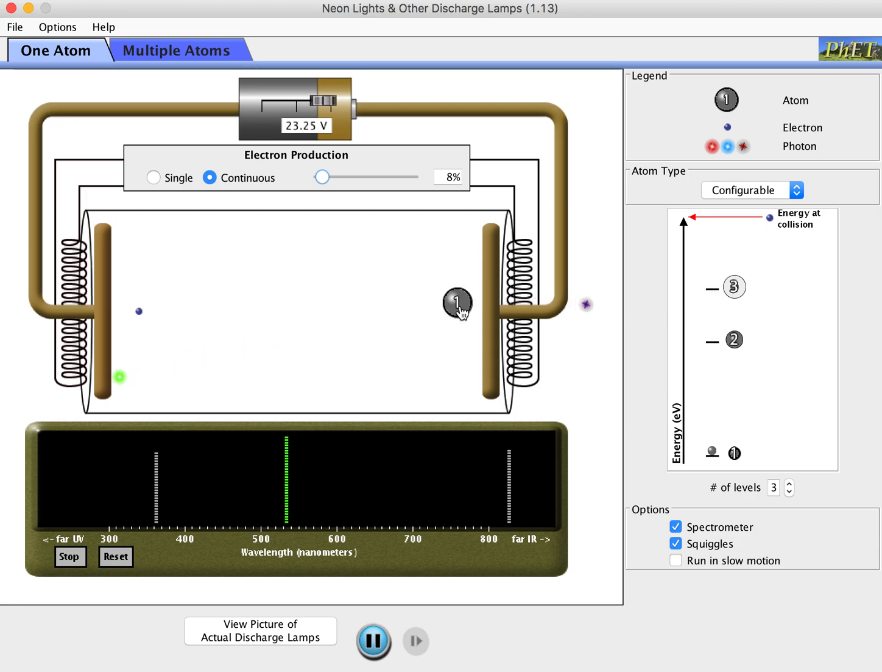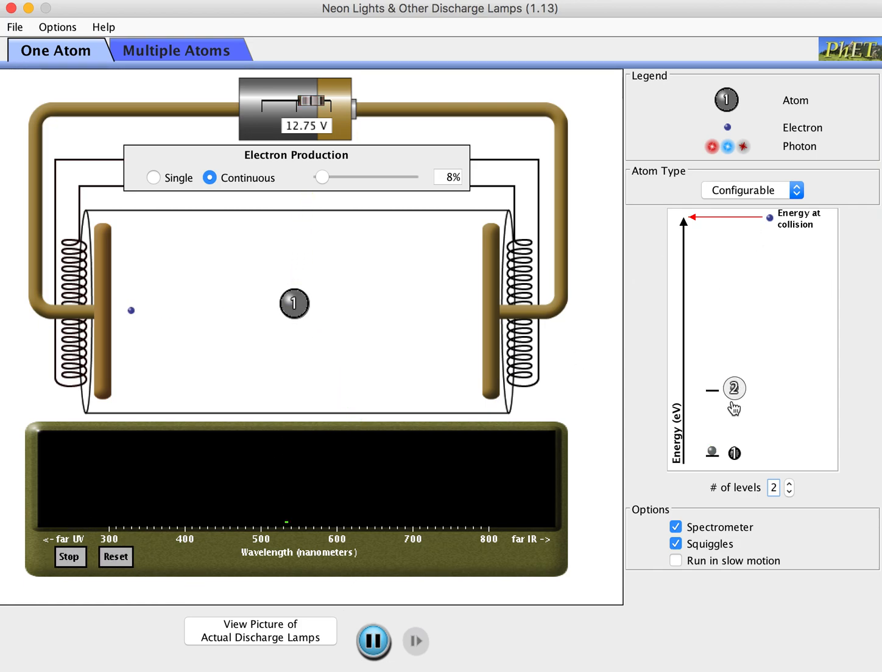True or false: the only way to emit infrared photons is if there are empty electronic energy levels really close to the ground state or the lowest energy level. All right, well, let's go back and just make this 2 and turn down our battery voltage a little bit, clear our little spectrometer.